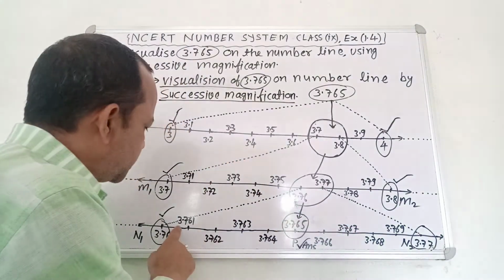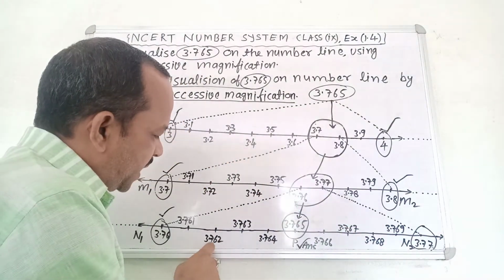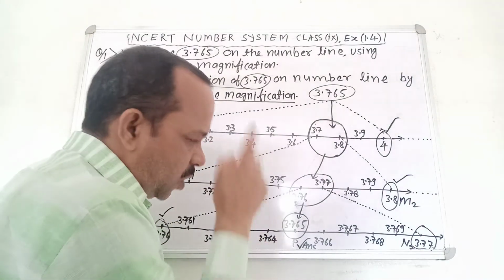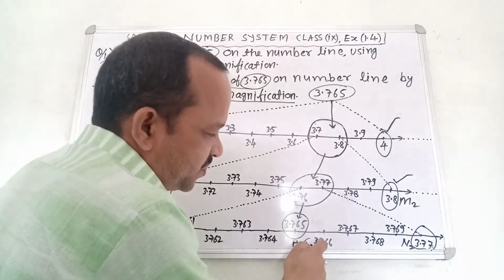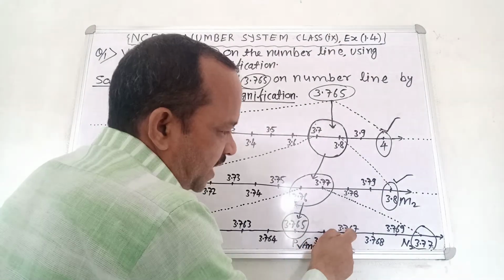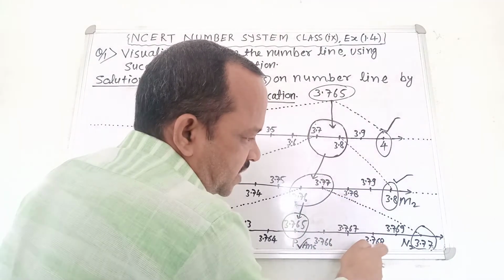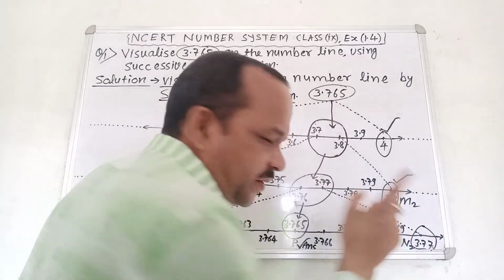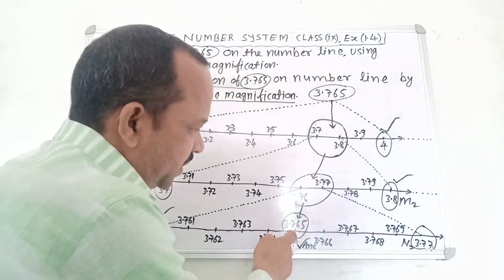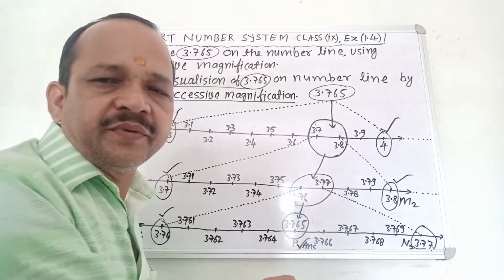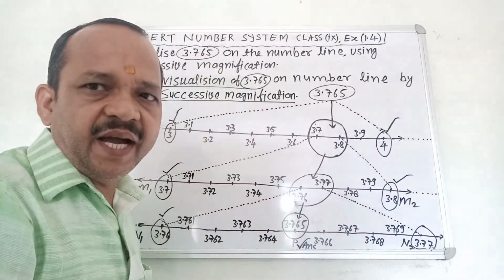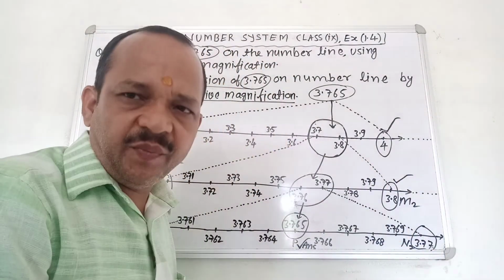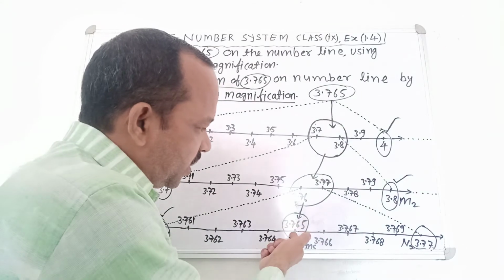Here 3.761, 3.762, 3.763, 3.764, 3.765, 3.766, 3.767, 3.768, 3.769, and here 3.77. You find 3.765 on the number line between 3.76 and 3.77. It means you find your answer.